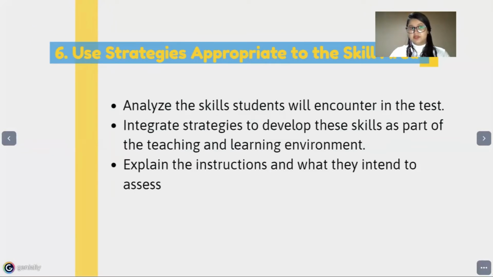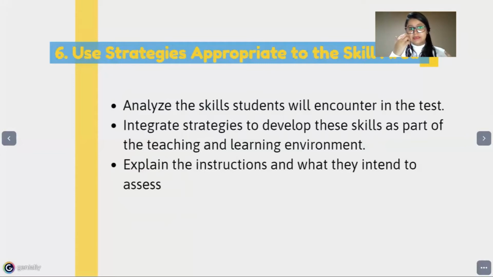Then the sixth strategy is to use strategies appropriate to the skill that has been assessed. For example, teachers first have to analyze the skills students will encounter in the test, and so, as I mentioned before, use similar formats and use similar rubrics in the class. Then teachers have to integrate strategies to develop those specific skills as a part of the teaching and learning environment. So what does this mean?